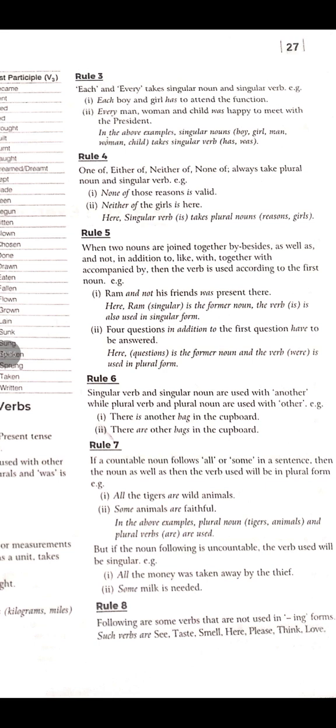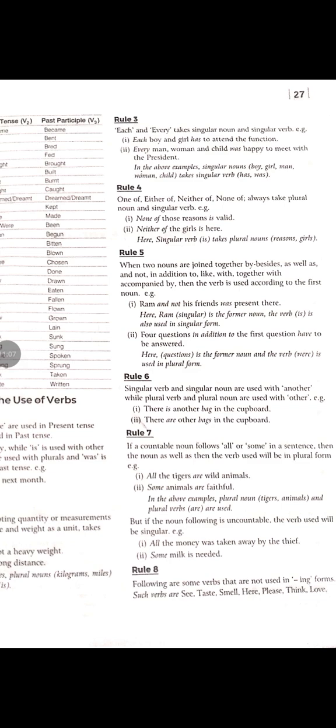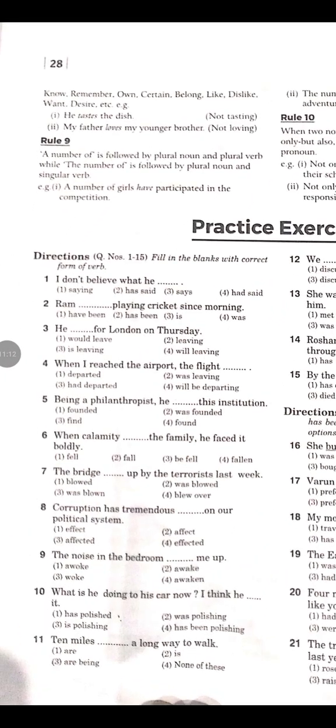Okay. Rule 8: the following verbs are not used in ing form. Such verbs are see, taste, please, think, love, etc. Now we are using the examples. He tastes the dish. So "taste the dish" means not "tasting". My father loves my younger brother. Not "loving".